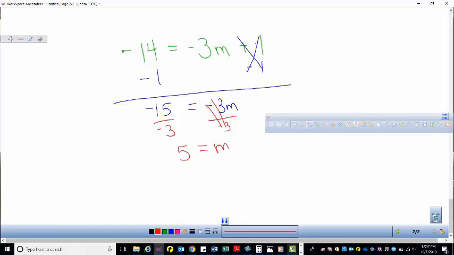Okay, so that's 2-step equations. So you're going to go into Canvas and try those.